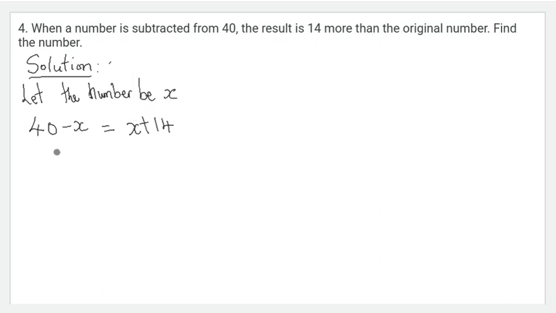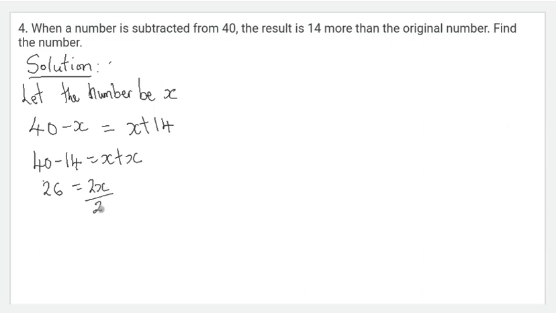Find the number. All we need to do here is collect like terms. So we bring the numbers to this side, we bring the letters to this side, so I won't have to deal with negatives. That will be 40 minus 14 is equal to x plus x. You can rearrange now. What's 40 minus 14?